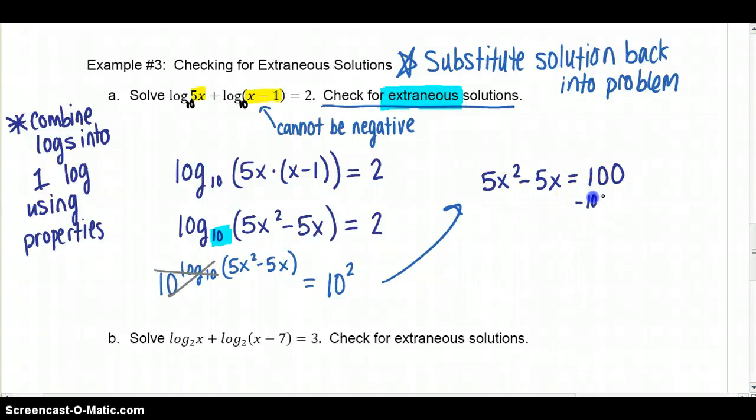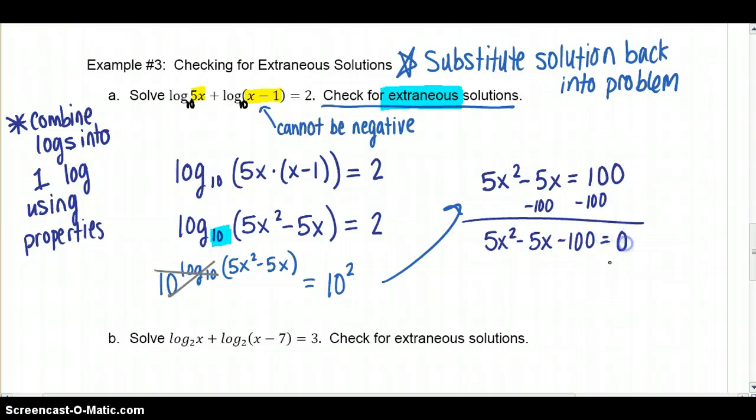So I'm going to subtract that 100 over to the other side. 5x squared minus 5x minus 100 equals 0. Then hopefully we can all recognize that there is a GCF of 5 in this problem. That's going to make it a lot easier to factor.